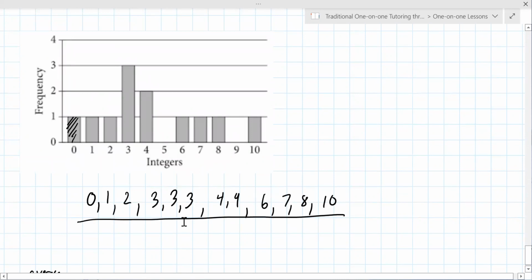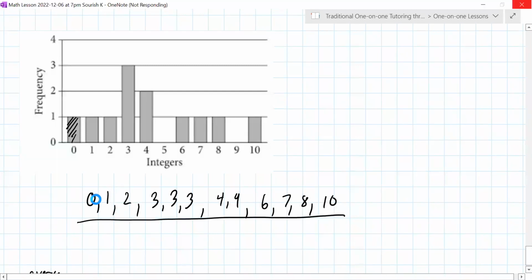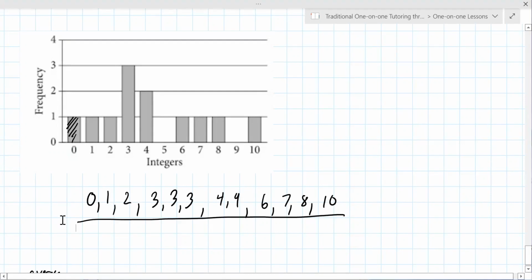10, 11, 12, 13, 14, 15. Nope. I got 14. You're just guessing. You have to count all of them. 1, 2, 3, 4, 5, 6, 7, 8, 9, 10, 11, 12. Yes. Okay, so go ahead and calculate the average for us, please.